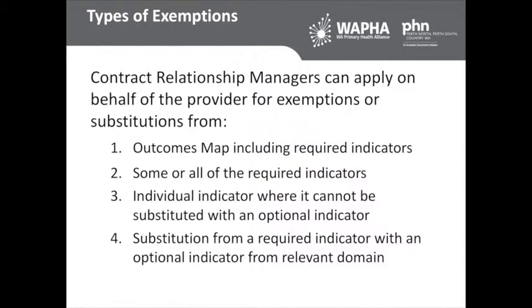Contract relationship managers can apply for exemptions on behalf of the provider. An exemption can be granted from the outcomes mapping procedure altogether, from some or all of the required indicators. A required indicator could be substituted with an optional indicator, or an indicator could be removed from the suite of indicators if it is not considered suitable and none of the optional indicators are suitable either.